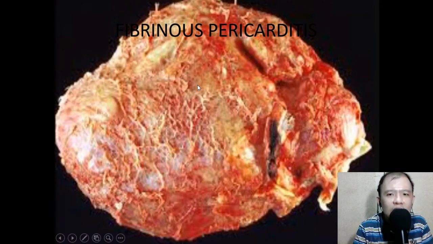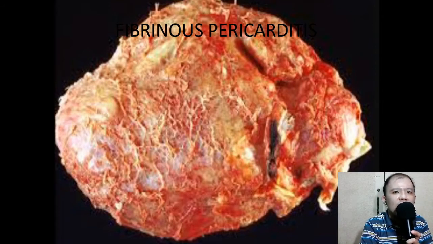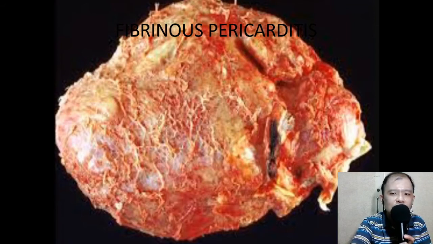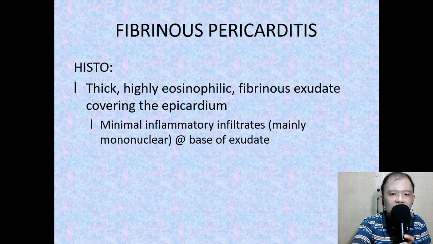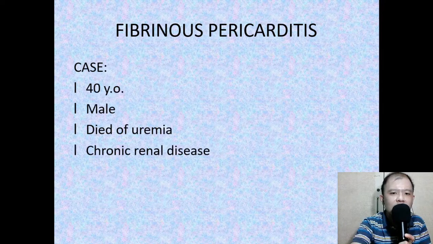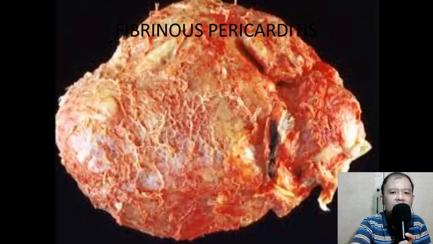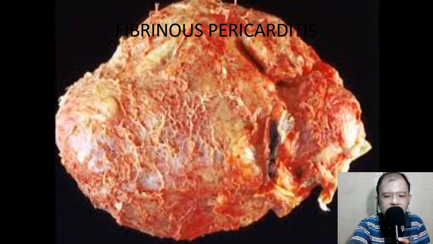By the way, this case is a case of fibrinous pericarditis. What are the considerations? What are the causes of this fibrinous pericarditis? Number one, maybe an infection. Number two, as in this case, the patient had uremia. Third, myocardial infarction, because there is such a thing as a post-MI pericarditis called Dressler syndrome.